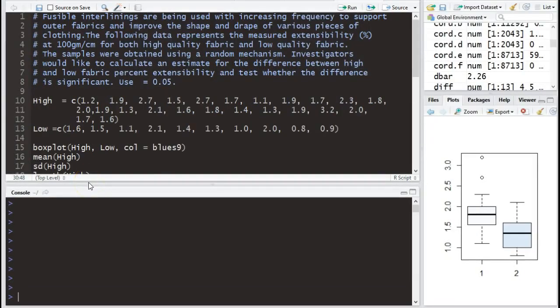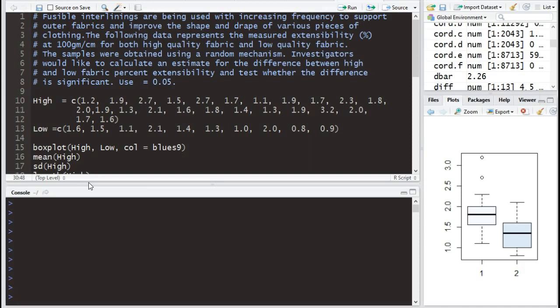Fusible interlinings are being used with increasing frequency to support outer fabrics and improve the shape and drape of various pieces of clothing. So the following data represents the measured extensibility in percent at 100 grams per centimeter for both high-quality fabric and low-quality fabric. We find that the samples are obtained using a random mechanism.